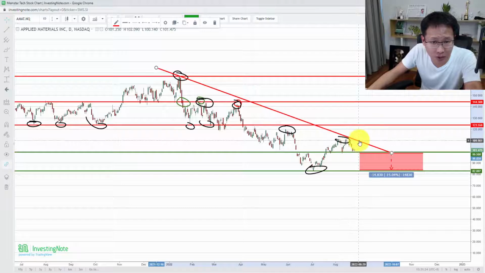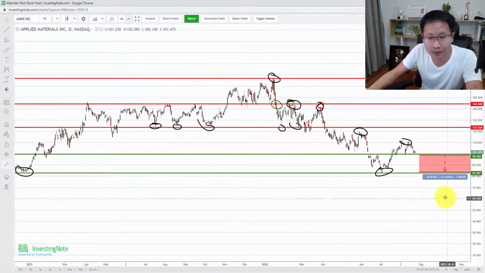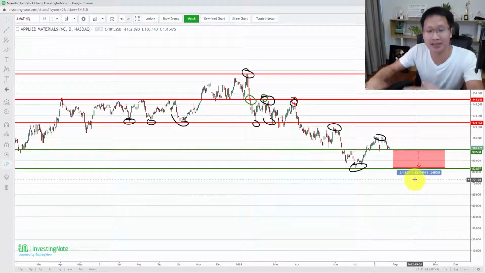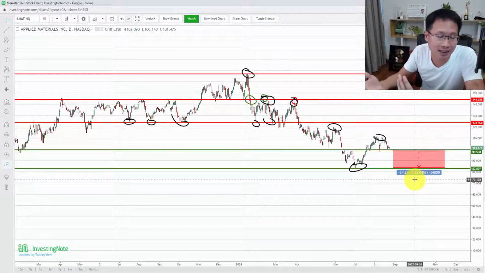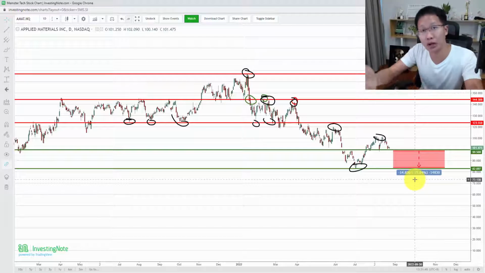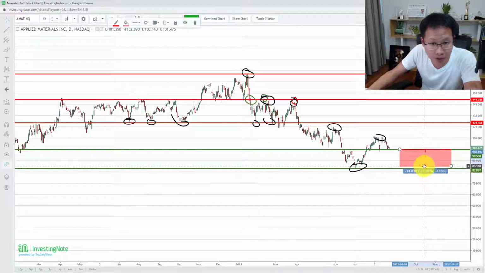So if we do break that 100, that is where you want to be careful, because that's where selling can actually come back again. But as I say, we don't want to second guess whether it will break the support or not, because only when it happens can we see downside. If not, we can still be supported above it, like what we're seeing right now.